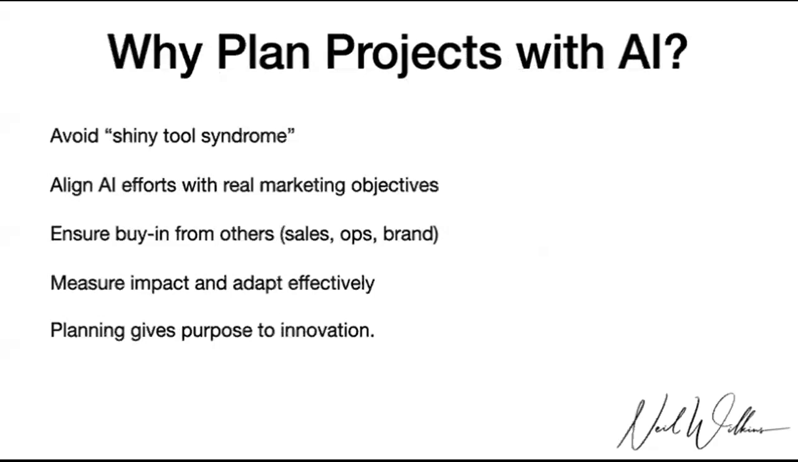Now, why plan projects using AI? Why try and run your projects with the best AI tools? Well, one thing that we need to make sure we do is to avoid what you might call the shiny tool syndrome. So the ones that shout the loudest and say, hey, I can automate everything for you, and you don't even need to be involved. Clearly, that isn't the case, and we do need to continue with the human element within the usage of some of these AI tools. But it enables us to align AI's efforts with real marketing objectives if we plan this stuff correctly.